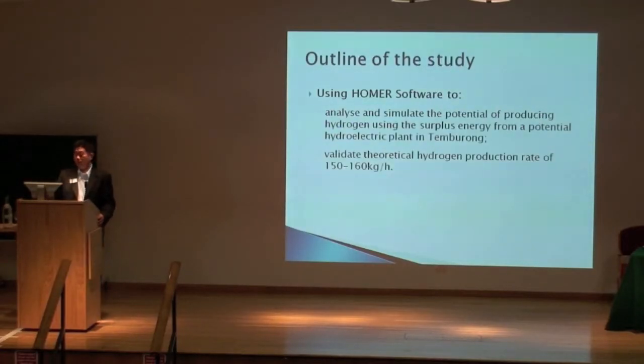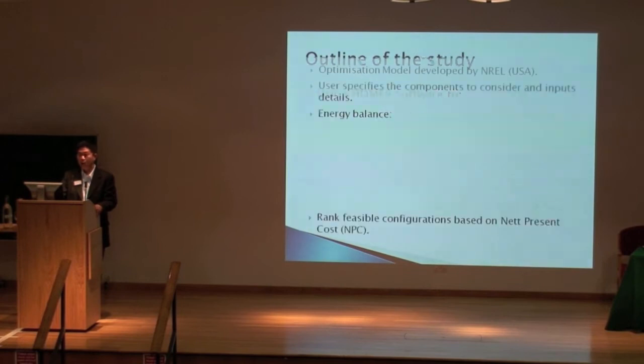So in my study, most of it I use Homer software. I'll brief the software later. I use the software to analyze and simulate the potential of producing hydrogen using the surplus energy from a potential hydroelectric plant. I've used this software to validate the theoretical hydrogen production rate that ranges between 150 to 160 kg per hour.